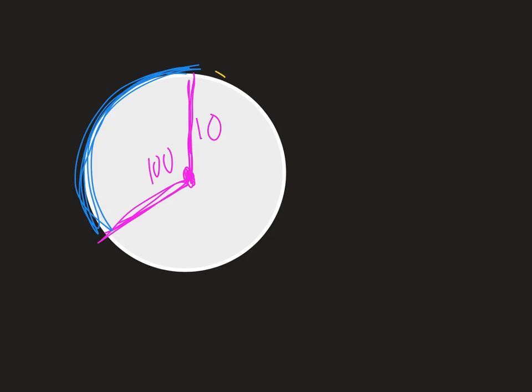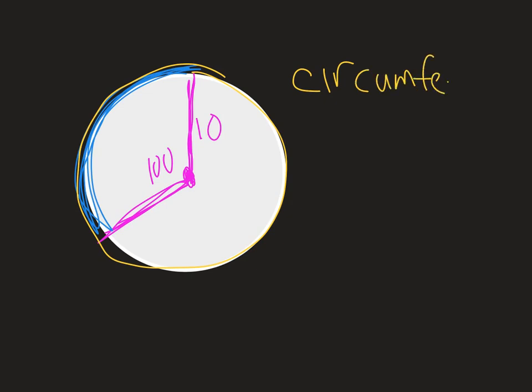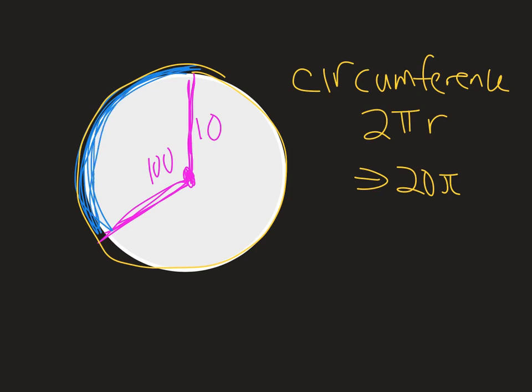Well, one thing we can find is the circumference. So the circumference is all the way around, and circumference is found by doing 2 pi r. So in this case, since the radius is 10, the circumference is 20 pi, because 2 times 10 is 20. So that's the whole way around. Now, we want to know this arc. So that's part of the whole compared to the whole.